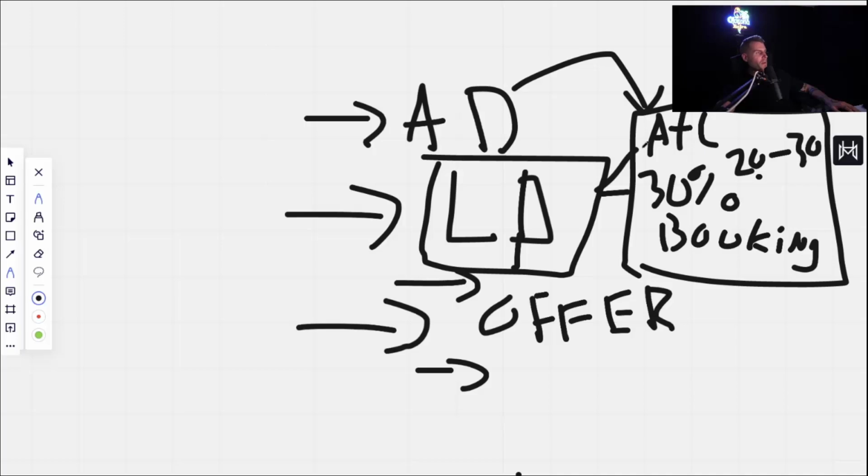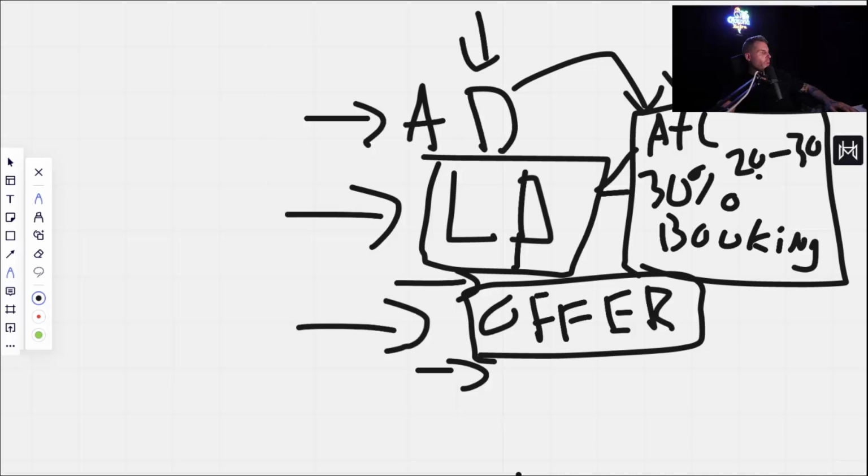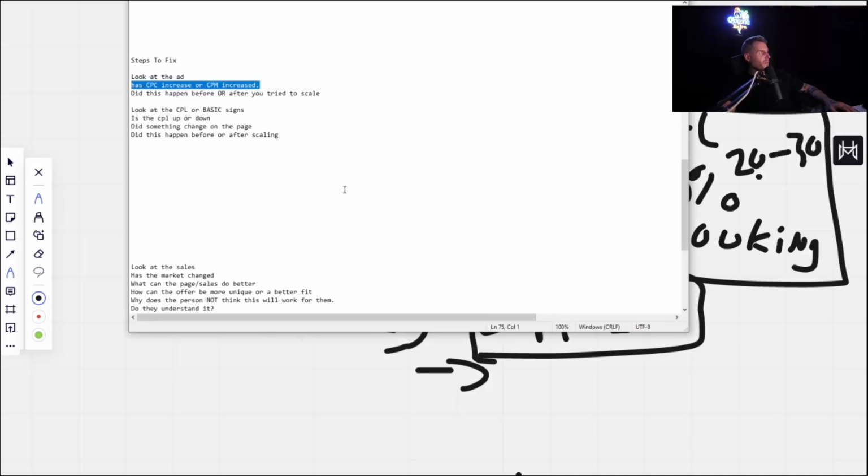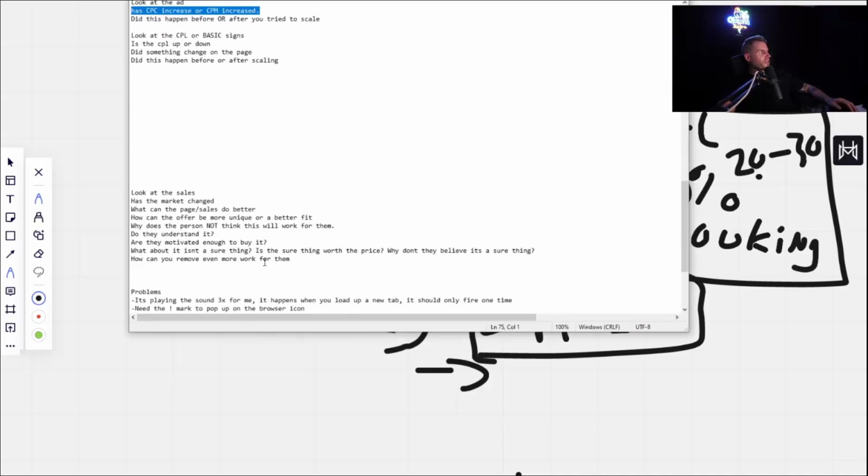So finally, the most important part: if these are the same and this is the same, you've got to look at the offer. The way you really get better results from your ads overall is you've got to ask yourself these questions.